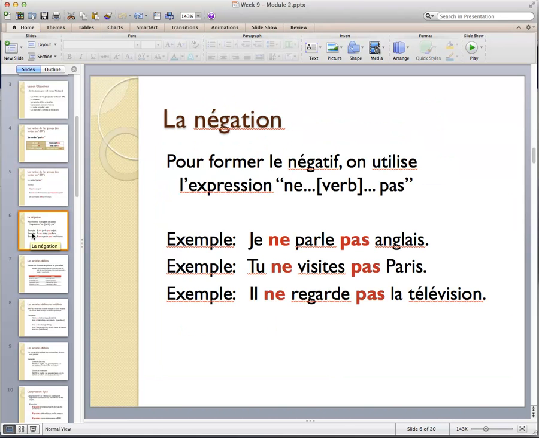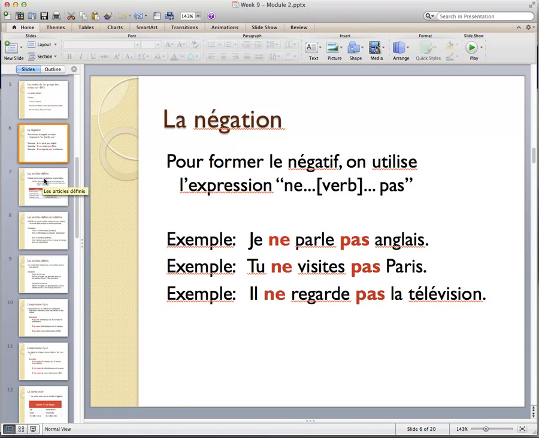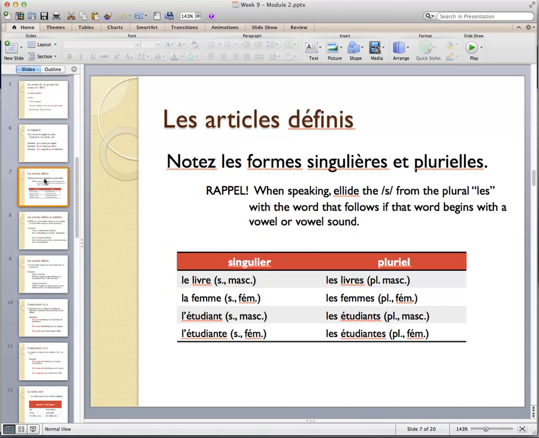To make these verbs negative, all we do is put a ne in front of the verb and a pas afterwards. Par exemple, je ne parle pas anglais. I don't speak English. Tu ne visites pas Paris. You don't visit Paris. Or, il ne regarde pas la télévision. He doesn't watch TV. The next thing we talked about in this chapter were the definite articles.